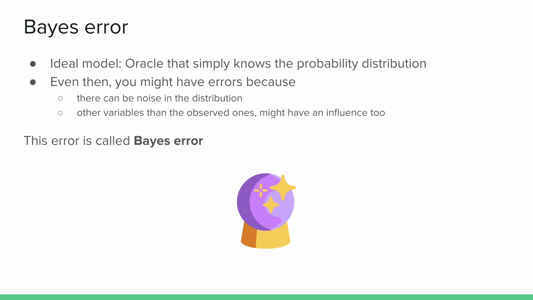And you might actually run into the issue that you have knowledge of the underlying distribution of the variables that you're observing, but the actual output is affected by variables that you cannot observe or that you are not observing. And that can have an influence too. So you will always have a certain error here, and that is called the Bayes error.